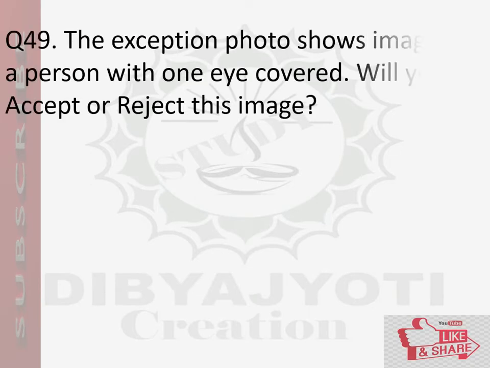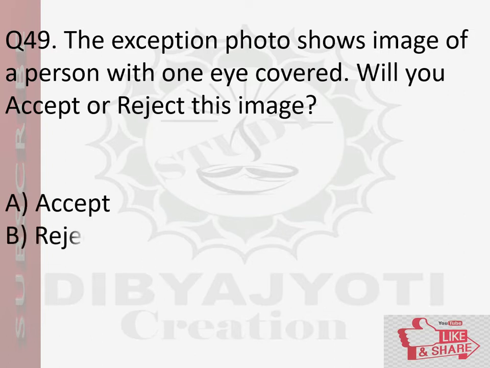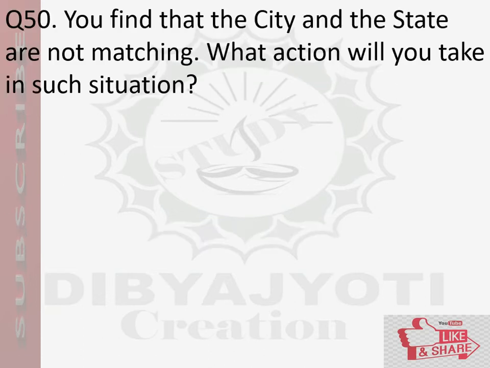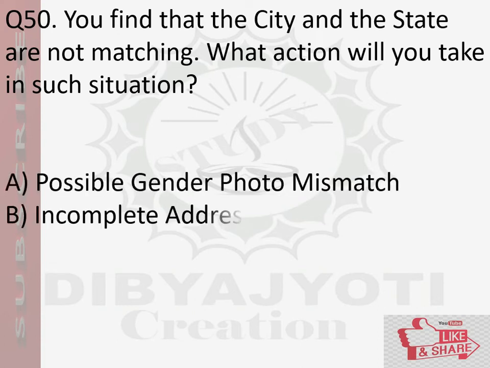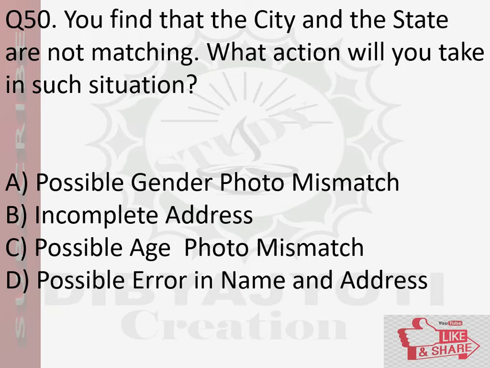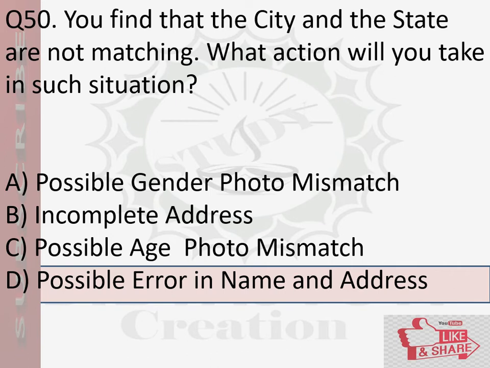Next, the exception photo shows an image of a person with one eye covered. Will you accept or reject this image? Options are option A, accept. Option B, reject. And the answer is option B, reject. Then next, you find that the city and the state are not matching. What action will you take in such a situation? Options are option A, possible gender photo mismatch; incomplete address; possible age photo mismatch; possible error in name and address. And the answer is option D, possible error in name and address.